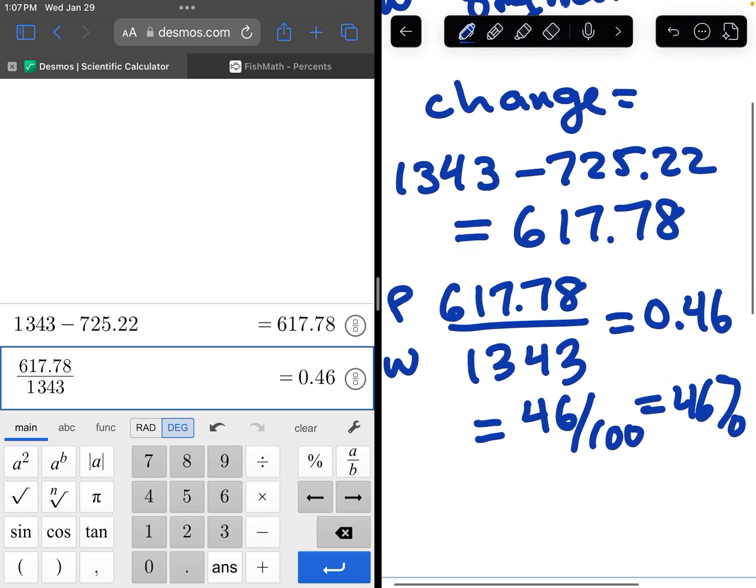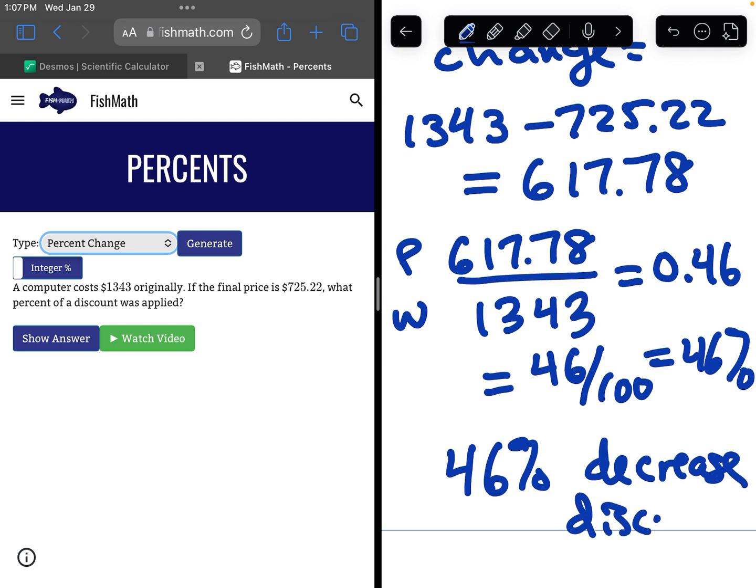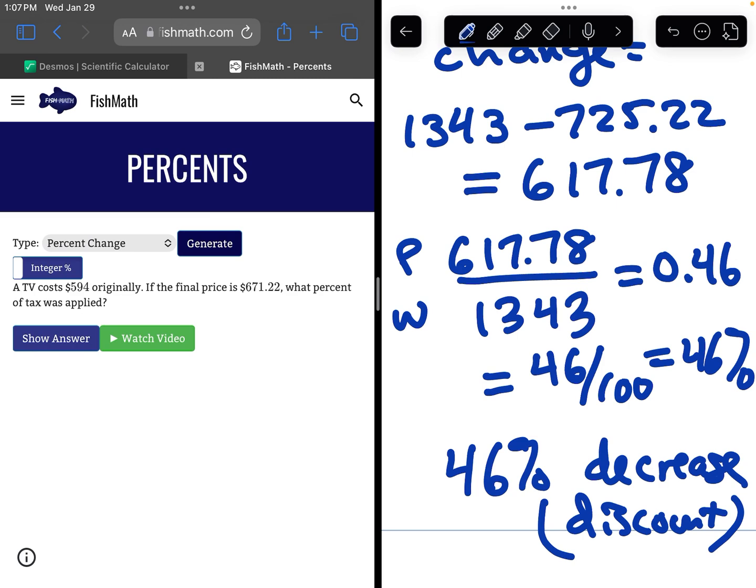which means that's 46%. When we do percent change, we also talk about, is it increasing or is it decreasing? If it is a discount here and we're starting at 1343 and becoming 725, that means it's a decrease. So 46% decrease for going down, which makes sense because it is a discount. And there's our change.